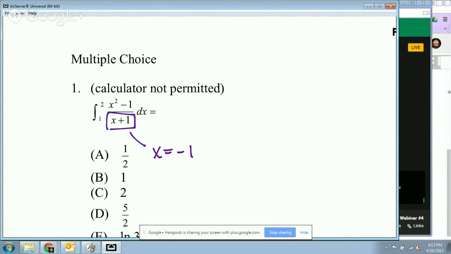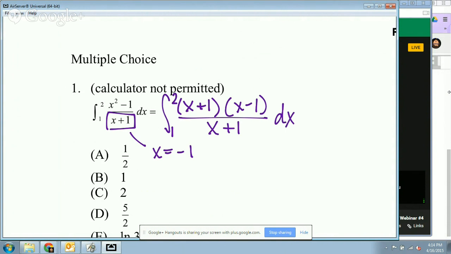Now the trick with this is I'm going to do some algebraic manipulation. So I'm going to actually factor out the numerator. When you see a rational function, this is especially true with limits, but also true in this case, you should totally factor it out.